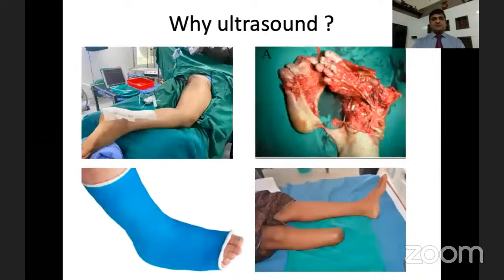Now, why ultrasound? These are some tricky situations where ultrasound becomes a necessity, like a badly crushed foot, where we cannot assess the twitches of the foot. Then an amputated leg, where there are no endpoints to neurostimulation. Again, a leg in plaster, where we cannot appreciate movements of the foot and ankle. And a post-op patient of tear repair, where neurostimulation is not advised.